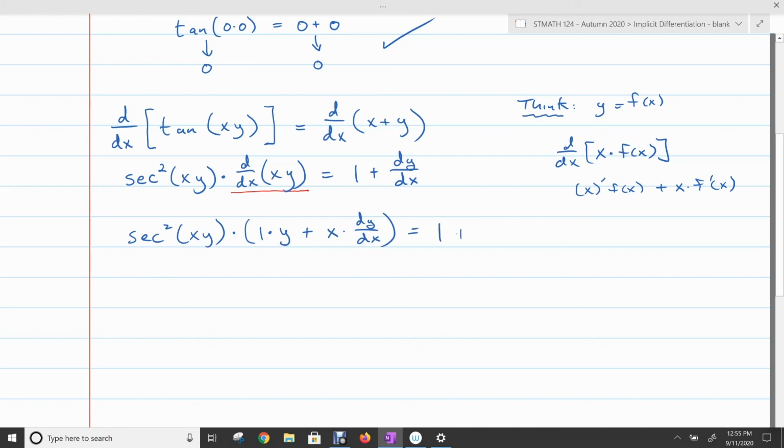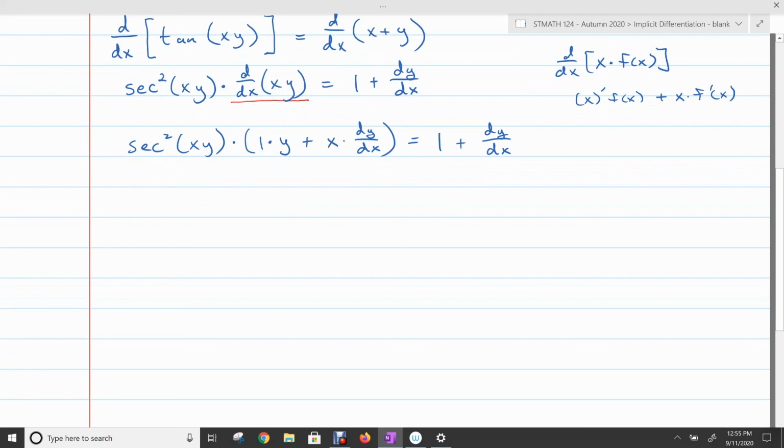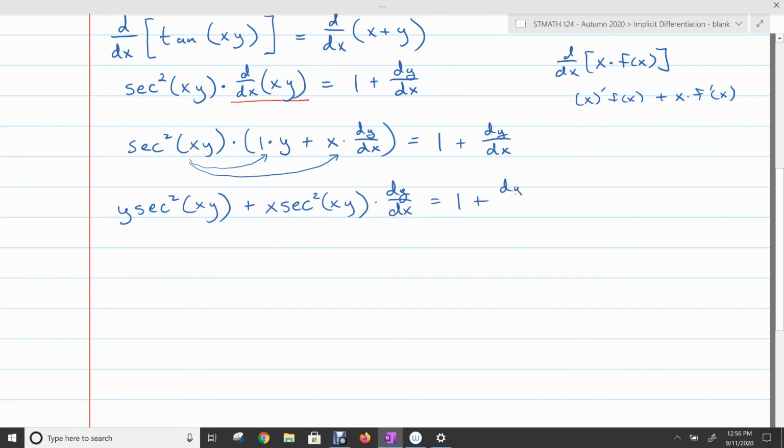Now I've got 1 plus dy/dx on the right-hand side still. And now I have to solve for dy/dx. So in doing that, I need to distribute the secant squared of xy across these terms. So I'd get y times secant squared of xy, plus x times secant squared of xy times dy/dx. And now that equals 1 plus dy/dx.